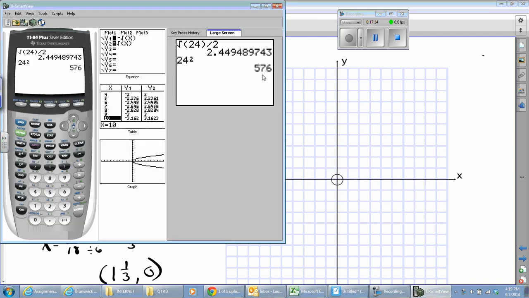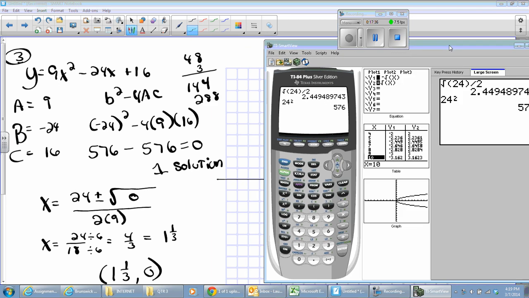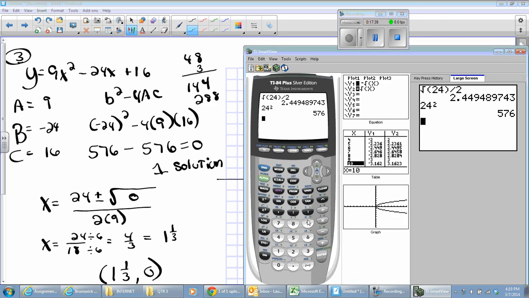So let me go ahead and do that just in case you're not following me, because normally we would plug it in. So the original equation is 9 times, and then I need 1.3, or I could use 4/3, 4 divided by 3 like that. Okay, that's going to be squared. Order of operations, it'll square the 1 1/3 first, and then multiply by 9. I need minus 24 times 4/3 and plus 16. Okay, look at that, I get 0, just like I thought.